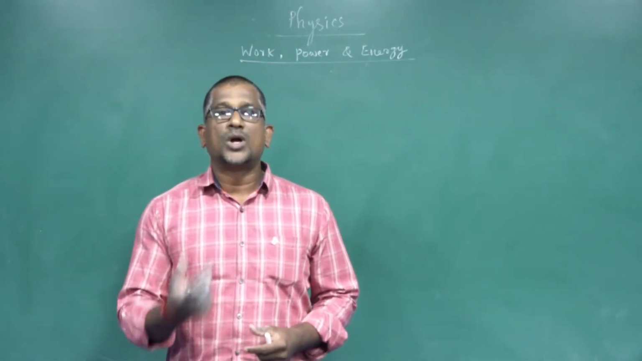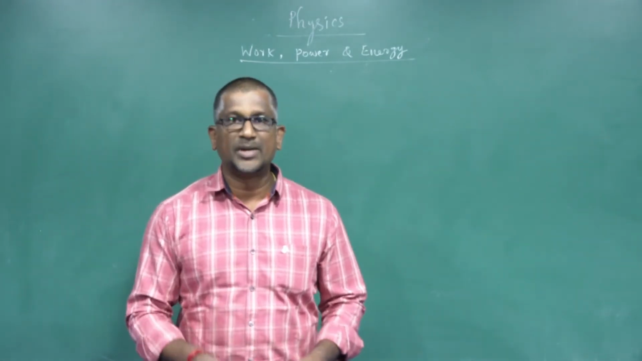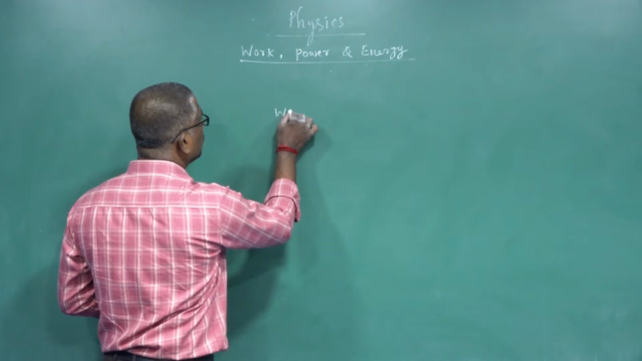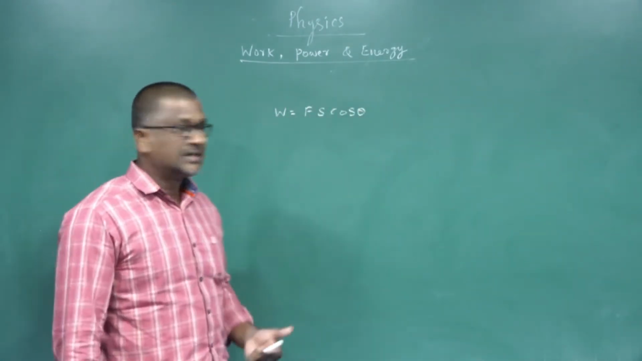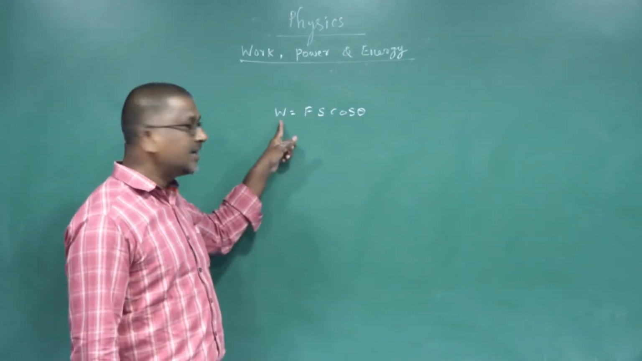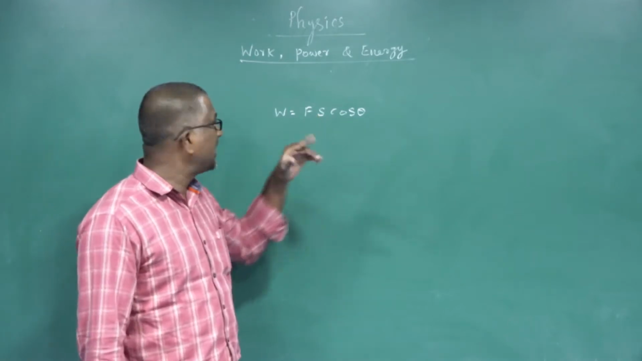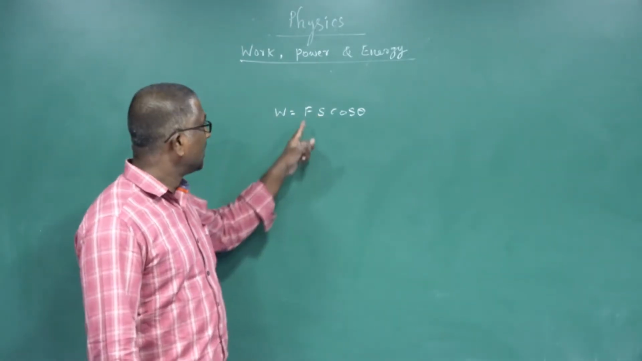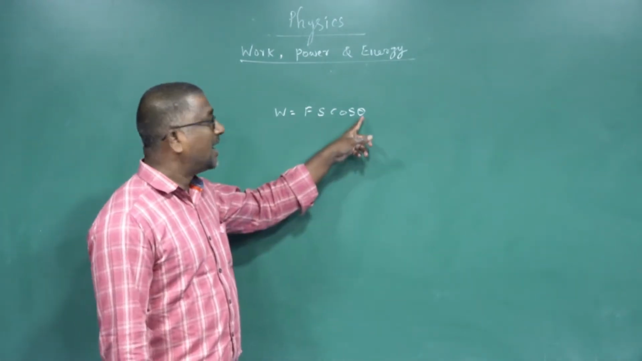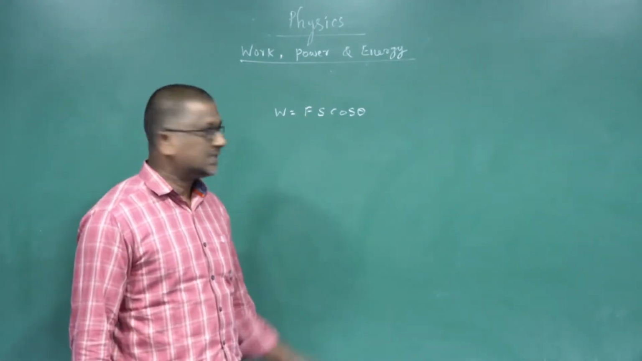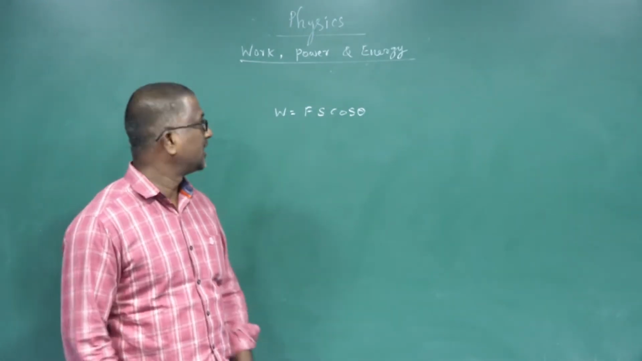The work done by the force to displace the body through a distance of S is given by the formula W is equal to Fs cos theta. This is an expression for work done. Here, F is the force acting on a body, S is the displacement of the body, and theta is the angle between force and the displacement. So this is the general expression for work done.